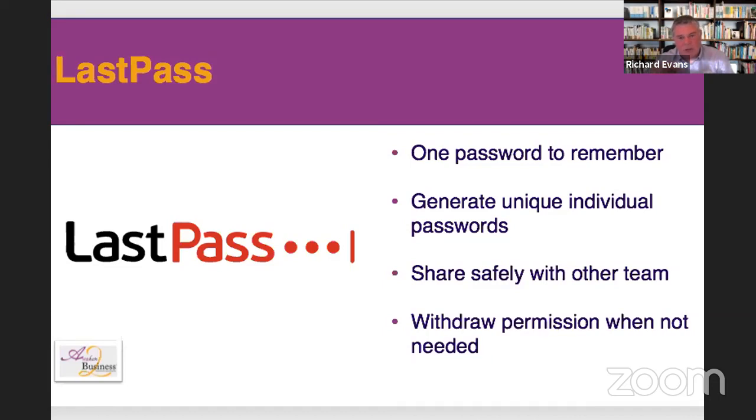LastPass will automatically generate the passwords for you for the various different sites that you go onto. It will save those passwords for you, and they're all encrypted, so very safe and secure. And then you can share those passwords with members of your team, but they never know what the password is. So although you share it with them, they can get onto the various different sites, logging on as you.